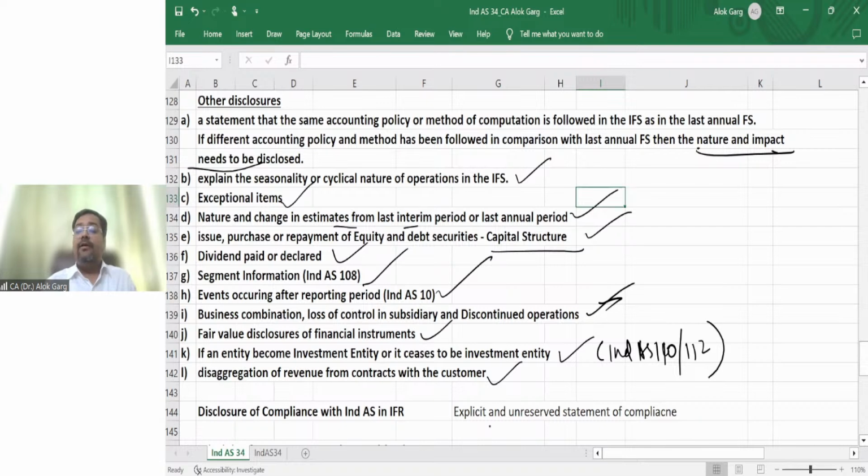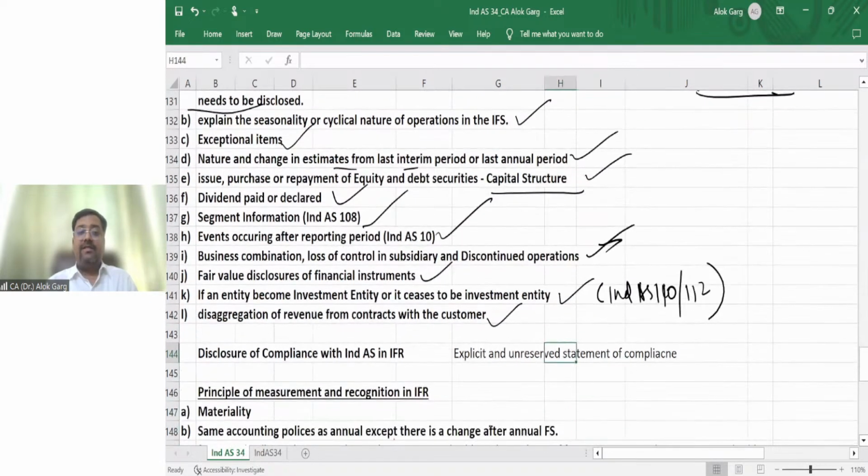Exceptional item, nature and change in estimate, change in capital structure, dividend paid, dividend declared, operating segment information, subsequent event, acquisition of business and losing control over business, fair value disclosure, investment entity to normal entity, normal entity to investment entity, disaggregation of revenue from contract with the customer, and disclosure of compliance with Ind AS in the interim financial report. This disclosure of compliance with Ind AS in the interim financial report is also required to be disclosed, right? And what is that? You remember? Explicit and unreserved statement of compliance.